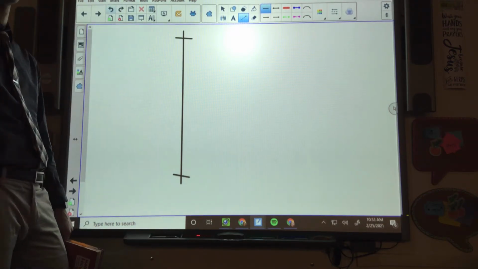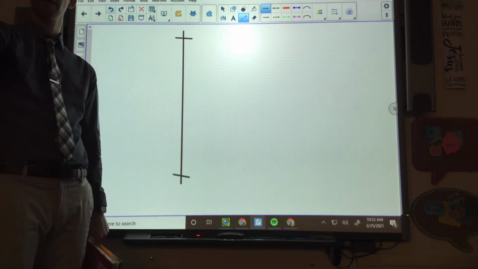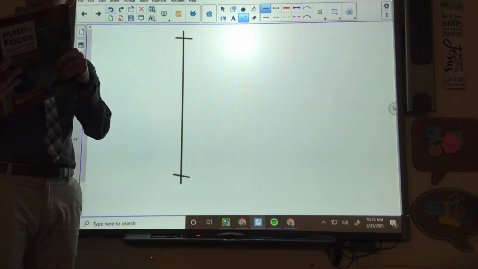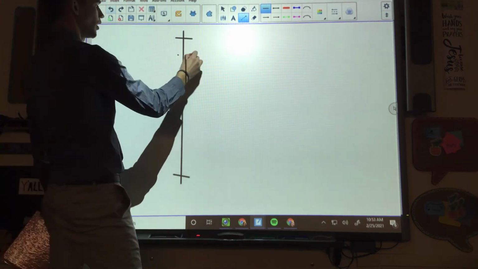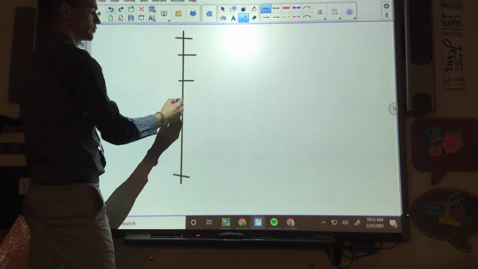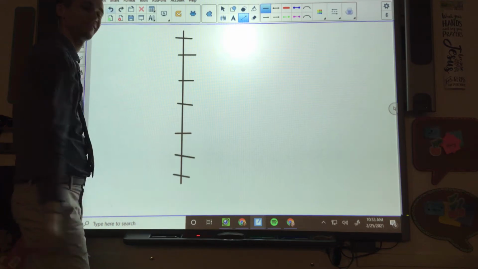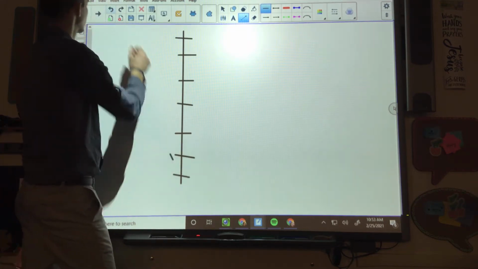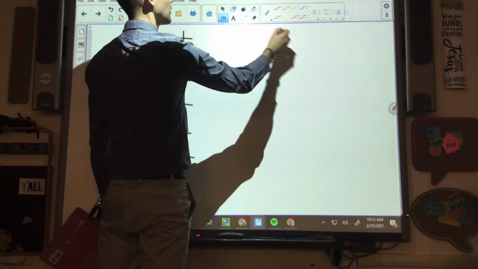Your book's not open. You don't even know what problem we're on. 6 sections. No, but that's number 2. 1. 6 sections, which means I make how many hash marks in between? 1, 2, 3, 4, 5. Because remember, that's the 6th part.